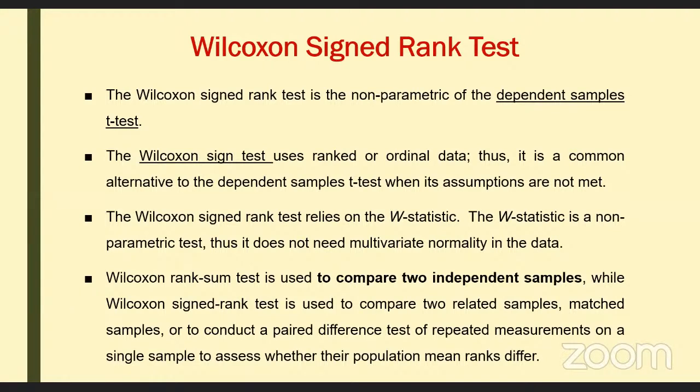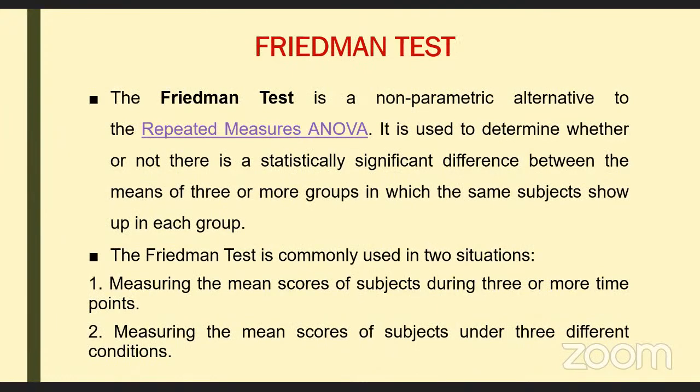Wilcoxon rank sum test is used to compare independent variables, but it is mainly used like a one sample t-test. Generally, the paired t-test is equal to the Wilcoxon signed-rank test in non-parametric statistics. I hope this is clear to all of you. I'll give you the comparison chart at the end of the lecture.